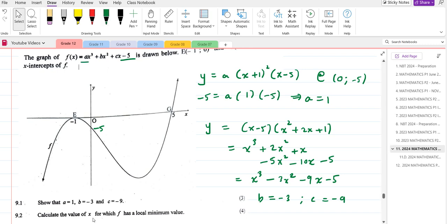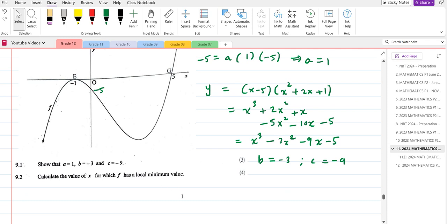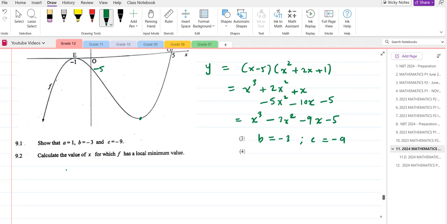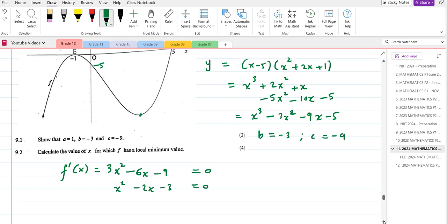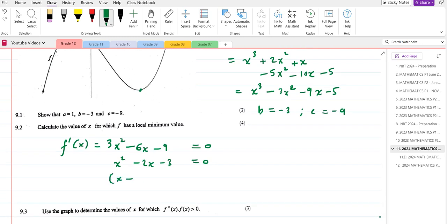Now calculate the value of x for which f has a local minimum value. Where's the local minimum value? It occurs somewhere around here. So you need to find f prime x. It's 4 marks. So f prime x is equal to 3x squared minus 6x minus 9 is equal to 0. Dividing by 3, writing it in standard form, we have x squared minus 2x minus 3 is equal to 0. Now we get x minus 3, x plus 1 is equal to 0. Minus 3 and 1 will work. So x is equal to 3 or x is equal to negative 1.